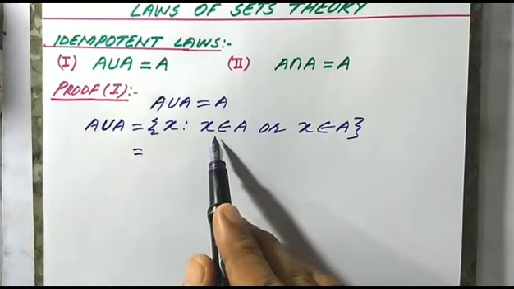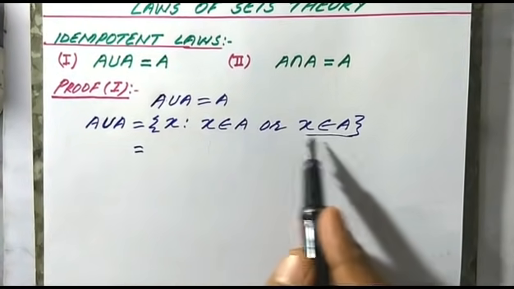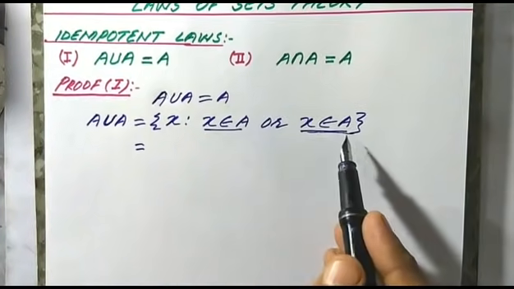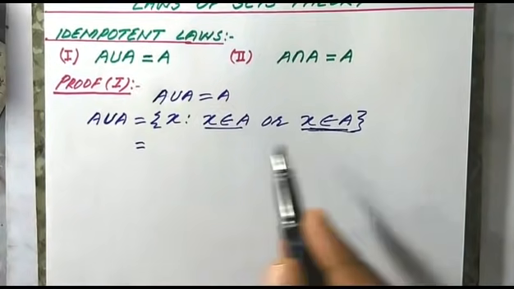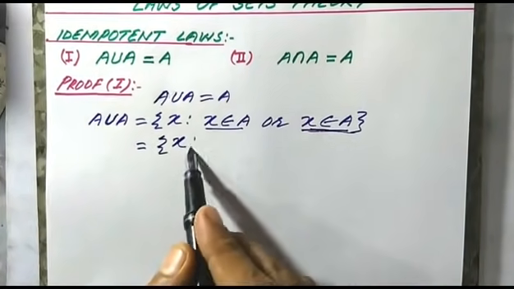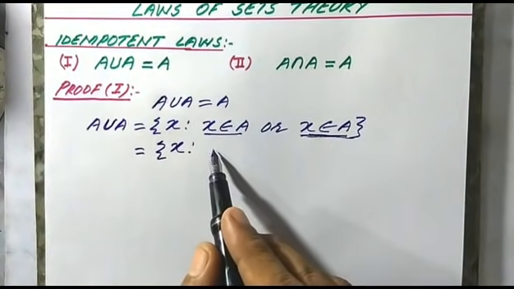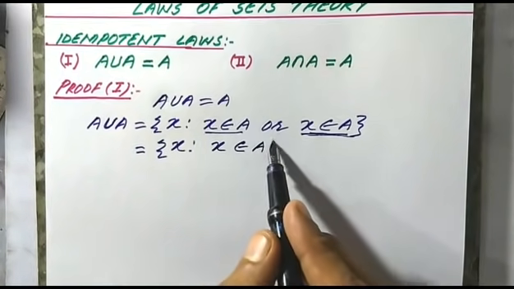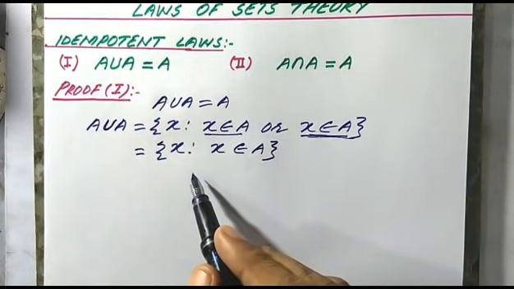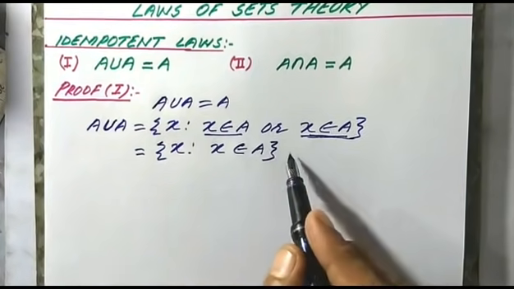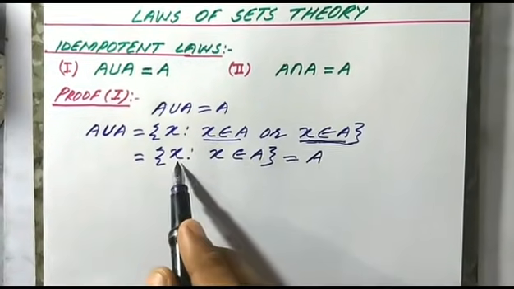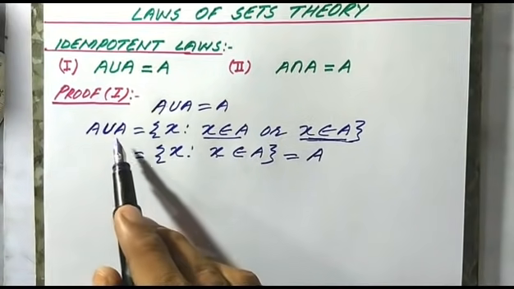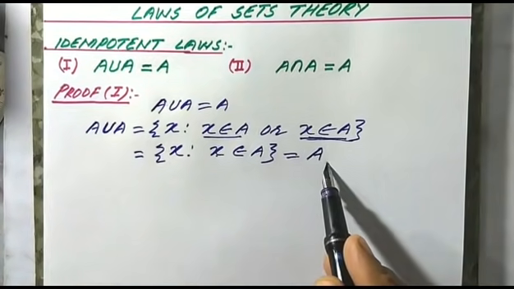Clearly, there is a repetition of the same statement, X belongs to A or X belongs to A. These two statements are identical, so we may write these two repeated statements only once as X such that X belongs to A. And by definition, this is the set A itself. A set of X such that X belongs to A, that is the set A. So we have proved that A union A is equal to A.